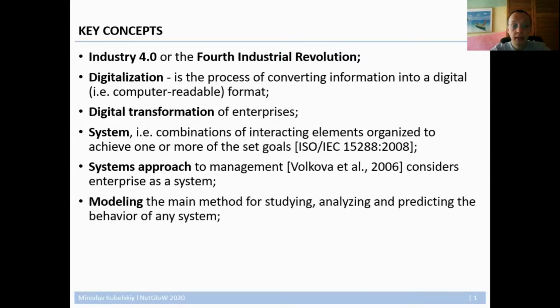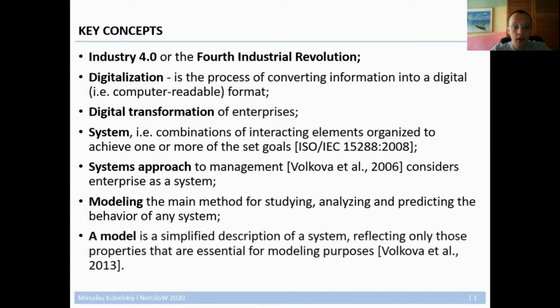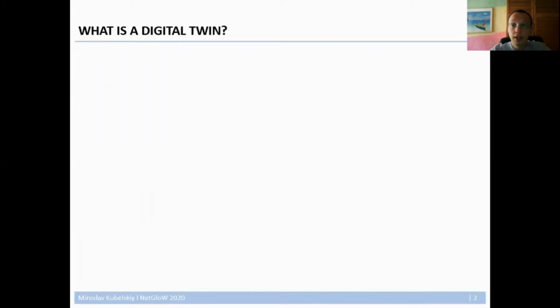Modeling is the main method for studying, analyzing, and predicting the behavior of any system. And this is also a part of the systems approach to management. And a model is a simplified description of a system reflecting only those properties that are essential for modeling purposes. And building a digital twin is a process of modeling. So, what is a digital twin?